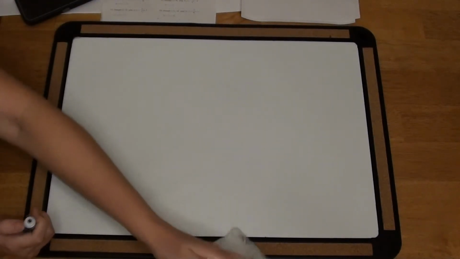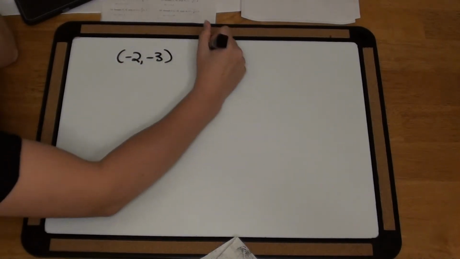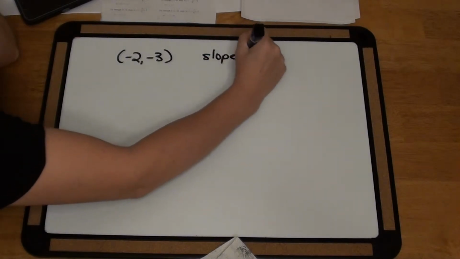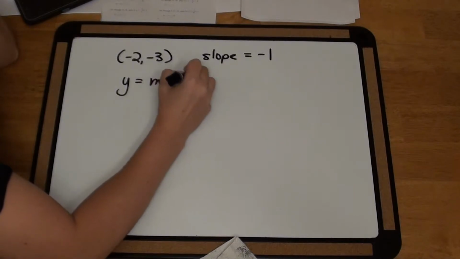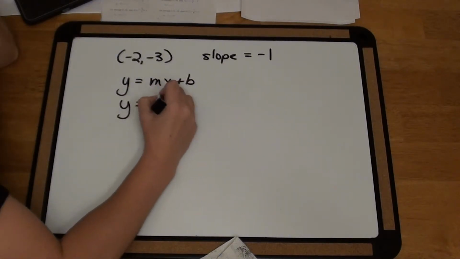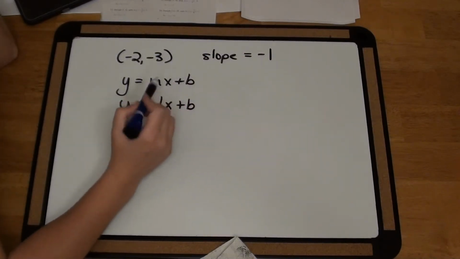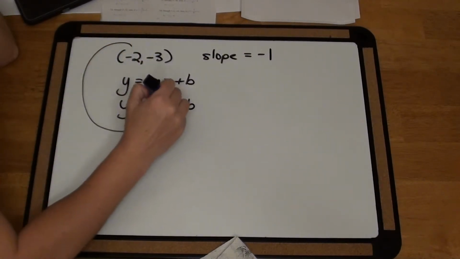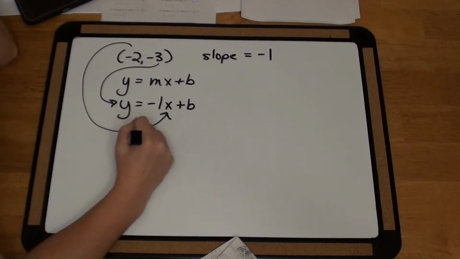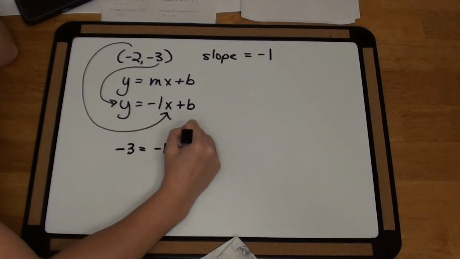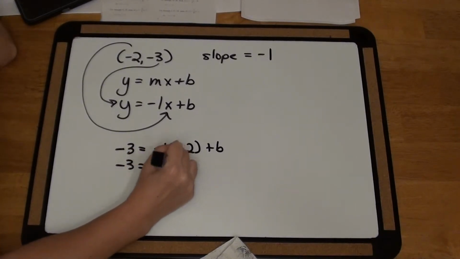Again, let's do another one. Let's go through (-2, -3) with a slope of -1. So I'm going to go ahead and write it. I have y equals mx plus b. So that means y equals negative 1x plus b, because my slope is negative 1. Now I'm going to replace this into my x value and this into my y value. That's going to give me negative 3 equals negative 1 times negative 2 plus b. Negative 3 equals 2 plus b.